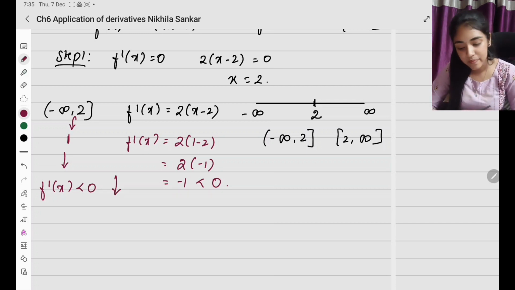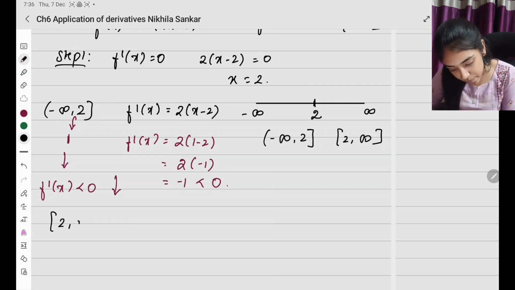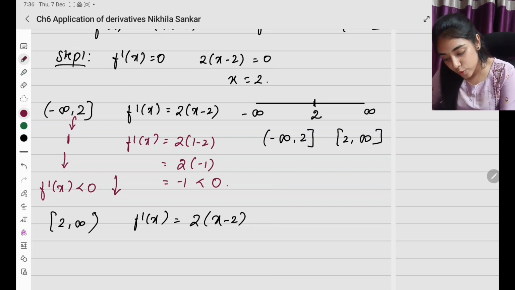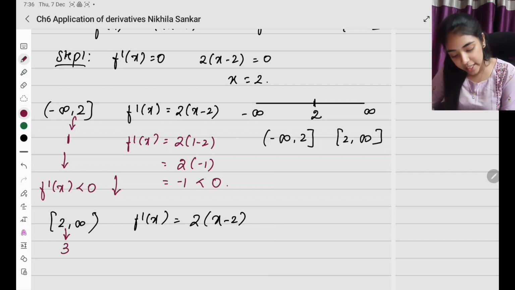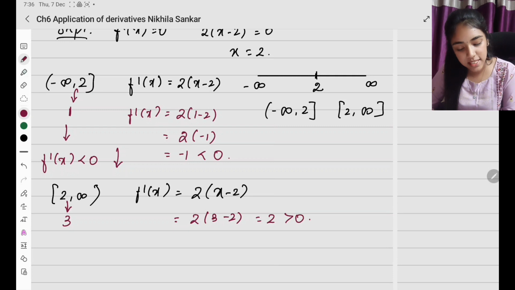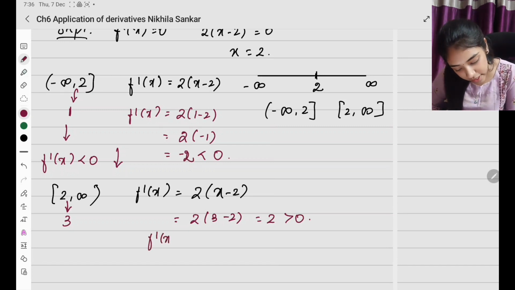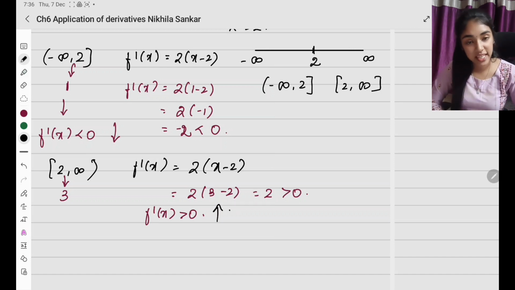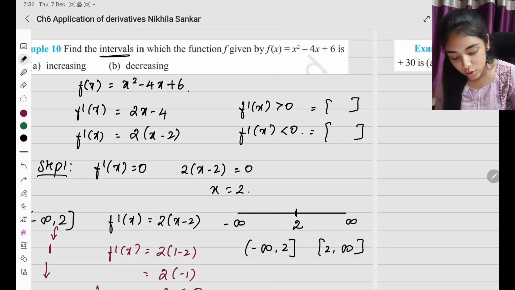Similarly, now I have 2 to infinity. So here f dash of x is x minus 2. You should not substitute the value 2 itself, but take some value that is near 2. So I can take the value 3. So what happens? 2 times 3 minus 2, which is 2, and this is greater than 0. So f dash of x is greater than 0, which means the function is increasing.